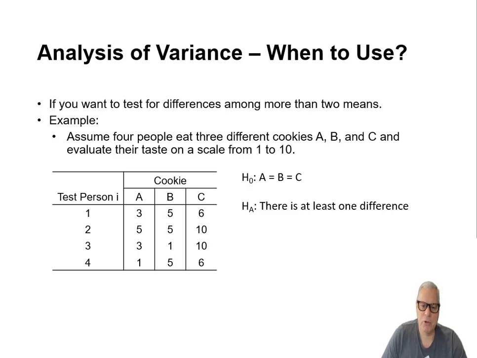So consider the following example. Assume that 4 people eat 3 different cookies, A, B, and C, and they evaluate their taste on a scale from 1 to 10, with 10 presumably being the better taste. Then the null hypothesis is there is no difference anywhere between A, B, and C, and the alternative is there is at least one difference somewhere.